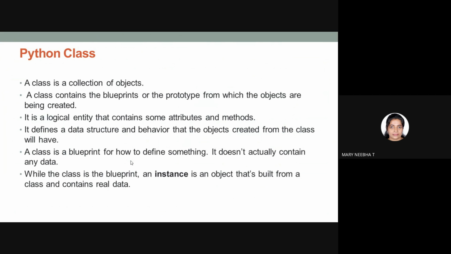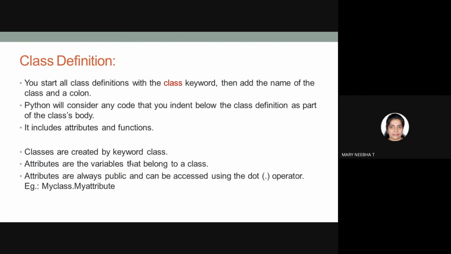It is used to create a complete data structure. If you want to create a complete data structure and organize it properly, we can go with the Python class. It is a blueprint of an object, and we also call the object an instance. In definition, we normally create a class with the keyword class, in small letters. Attributes are always public. That means data are always public, and can be accessed only by the dot operator.